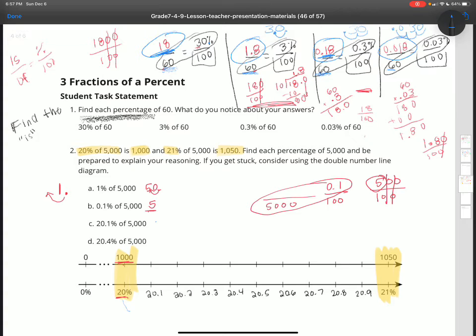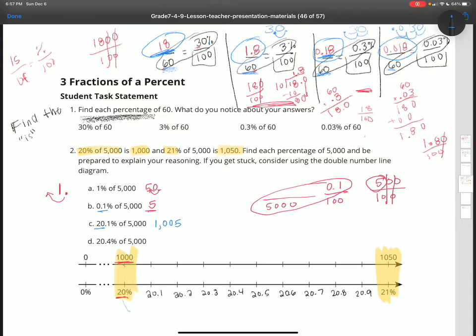20 and 1/10 is going to be 1,005, because all I did was add that 20% plus that 10%. Okay. So then, okay, we're going to look at the next one. All right. The next one is 20 and 4/10.